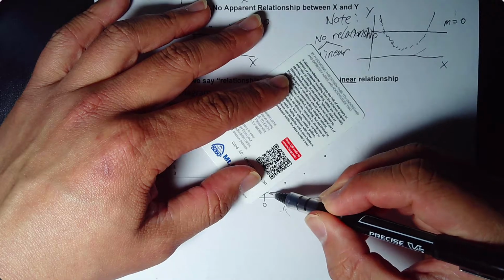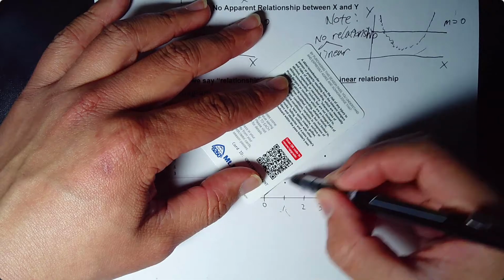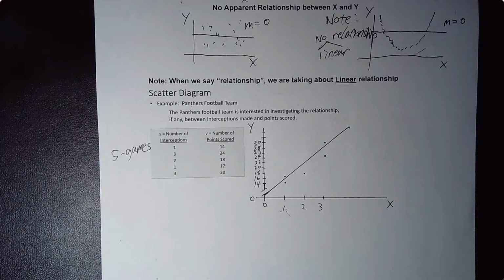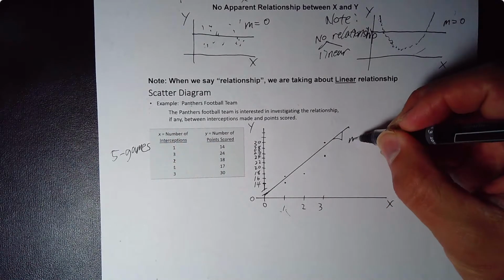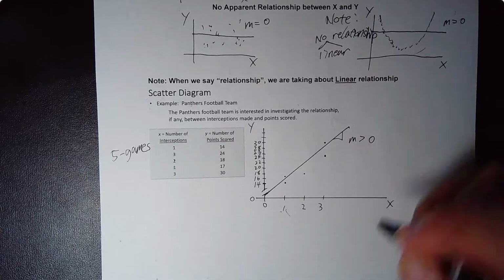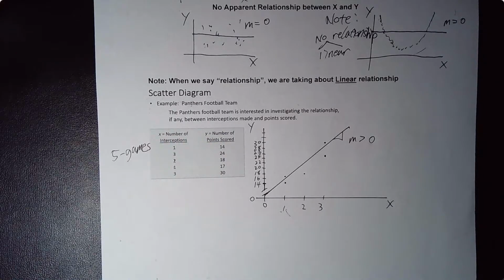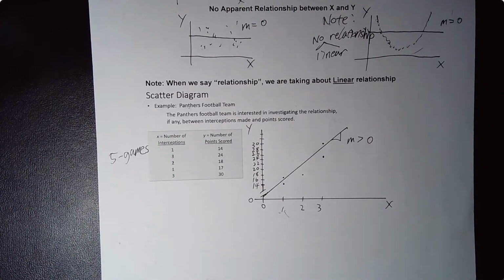In a later chapter, I think chapter 14, we will develop a more rigorous method of actually developing this line. Obviously here, we don't know what the slope actually is, but the slope is going to be positive. So there is a positive linear relationship between the number of interceptions and the total points scored in a football game, at least for this football team.